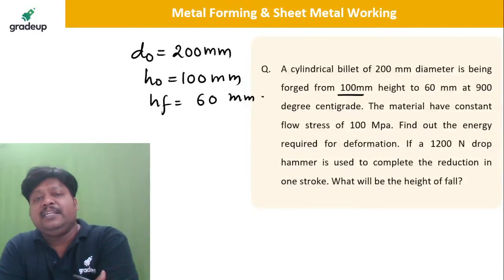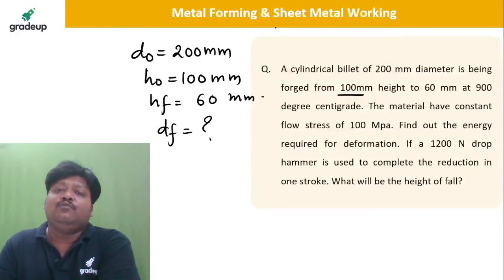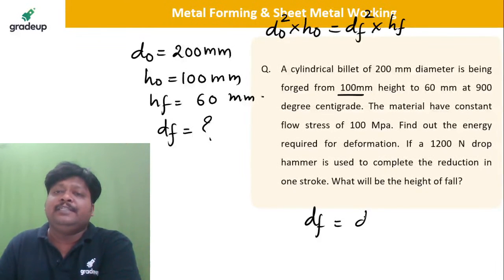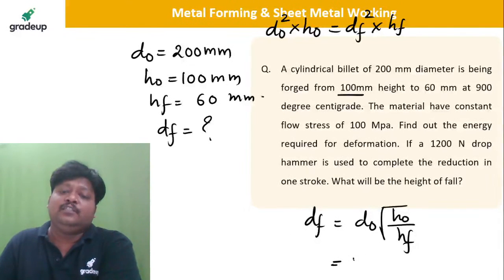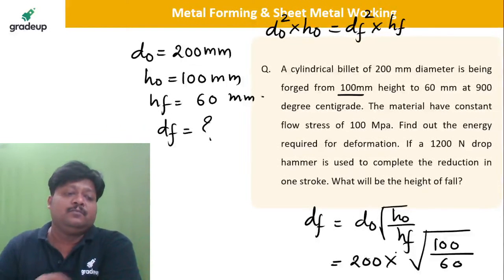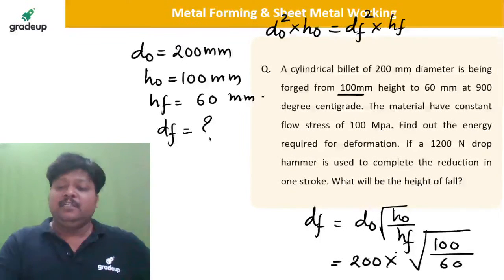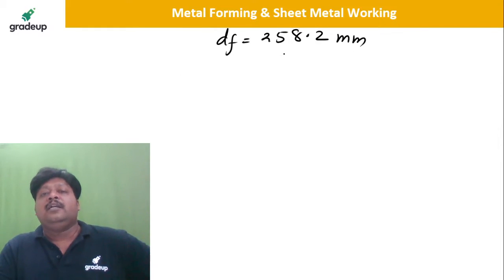Okay, now tell me, H final is 60 mm. Is D final given? No, D final is not given. So calculate by the volume constancy. That is pi by 4 DO square into HO is equal to pi by 4 DF square into HF. So tell me the DF value. DF is equal to DO into root over HO by HF. DO is 200, into root over HO 100 divided by HF 60. So root over 100 by 60, into 200, 258. So DF is 258.2 mm. Very nice.